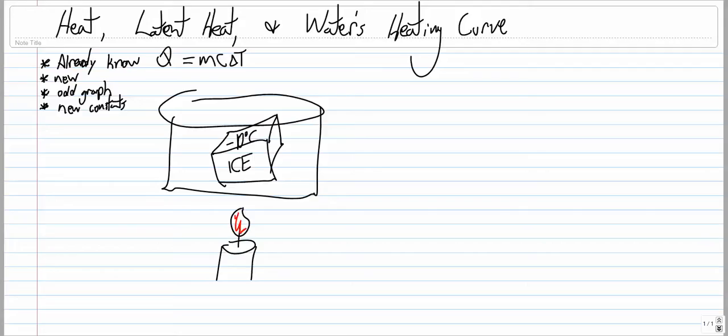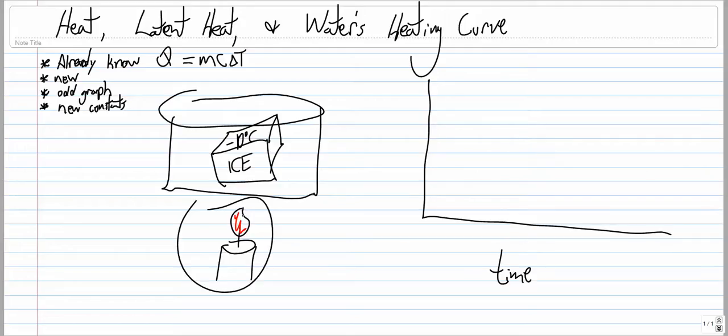So what's going to happen? Well, the ice is going to melt, but I want to keep track of this on a graph. So I'm going to sketch a graph over here, and on the bottom I'm going to have time. I'm going to keep this candle, or this heat source, going over a period of time, and I'm going to keep track of temperature over here, and I'm going to use degrees Celsius.